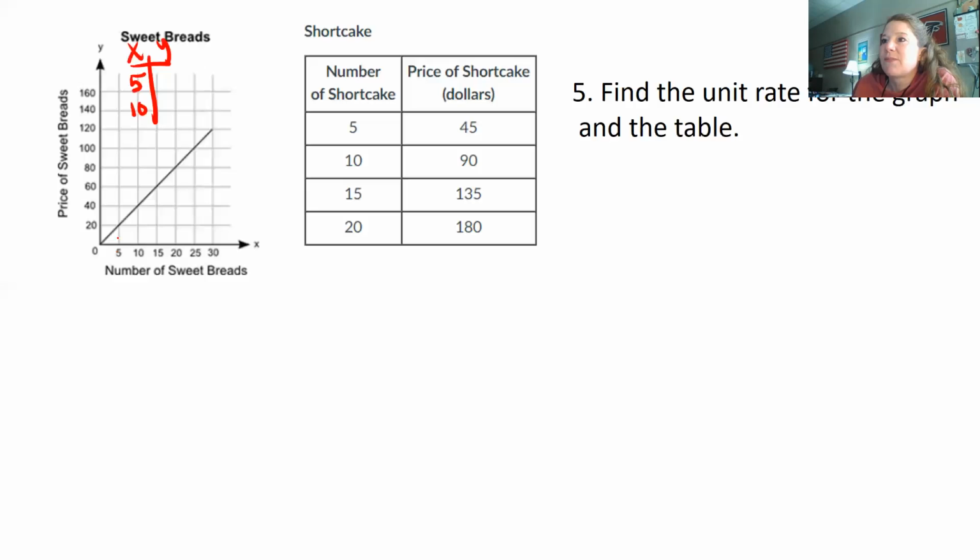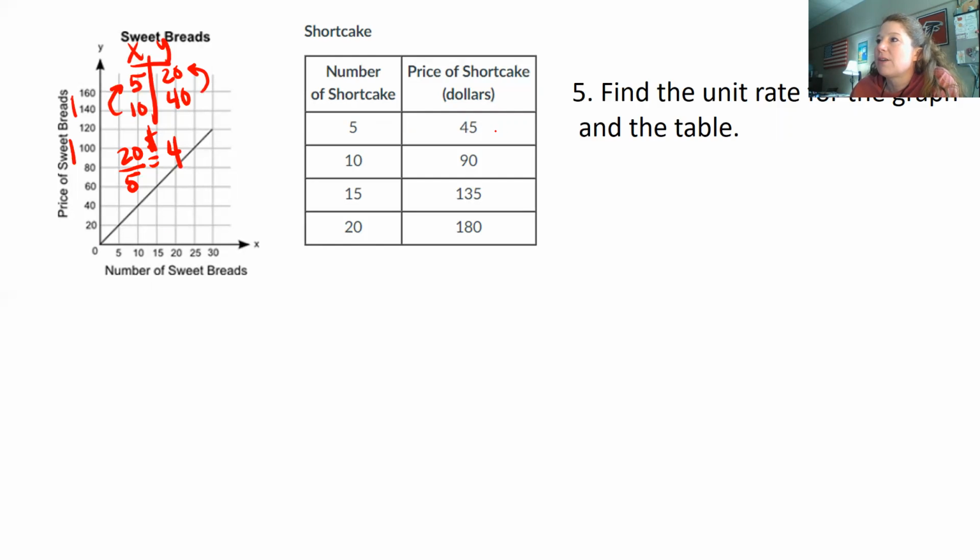So when X is 5, Y is 20. When X is 10, Y is 40. So what's our change in Y over our change in X? Well, 20 over 5 would be 4. So every time X goes up by 1, Y goes up by 4. So in other words, the price of sweetbreads, they're $4 each. We start out, if you don't buy any sweetbread, you pay $0.